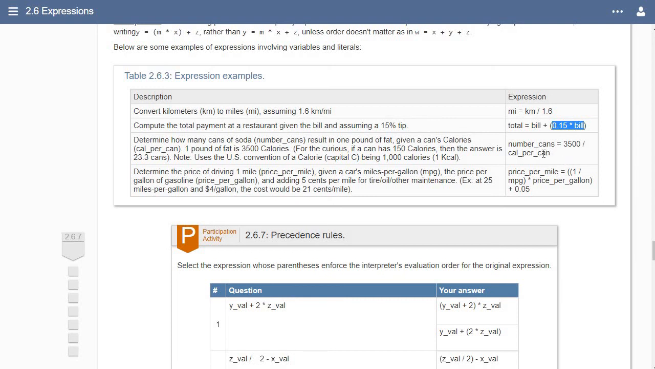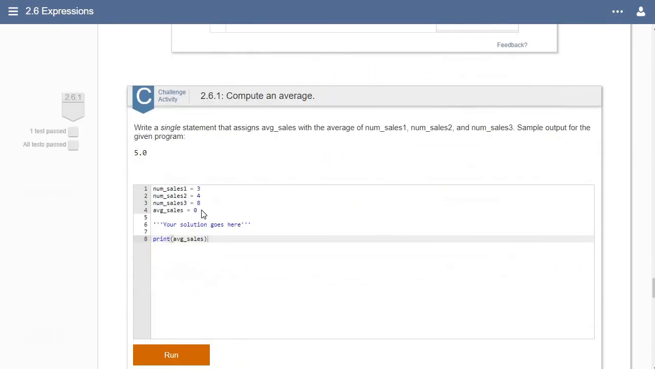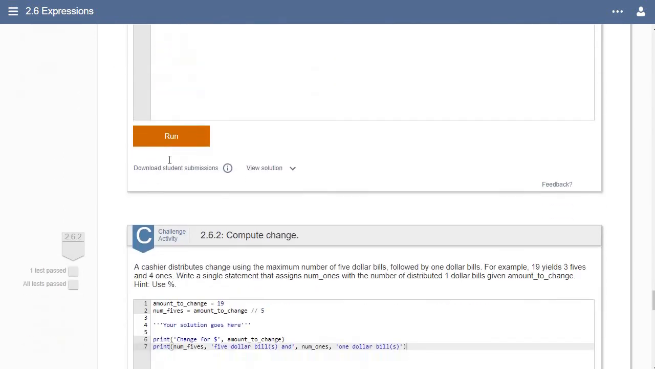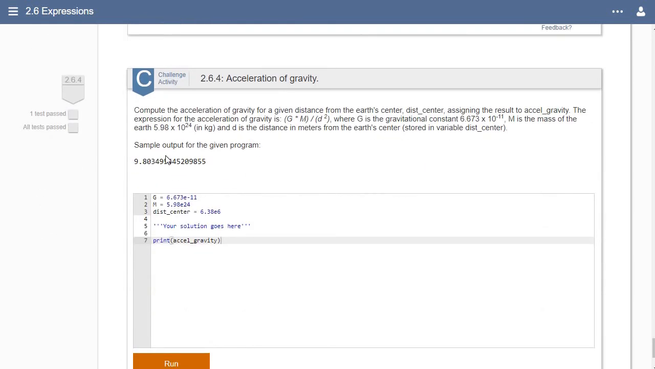Number of cans, 3,500 divided by cal per can, you would simply swap that for whatever the number is and do the division. And so forth. And then there's some participation activities for you to do, and a challenge activity. But as far as expressions are concerned, guys, that's just about it.